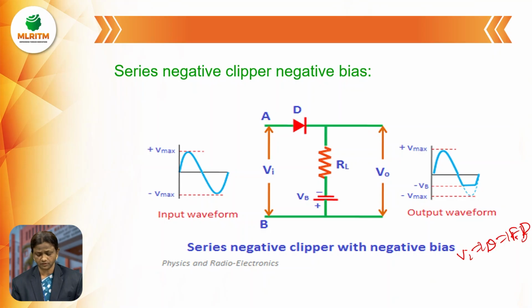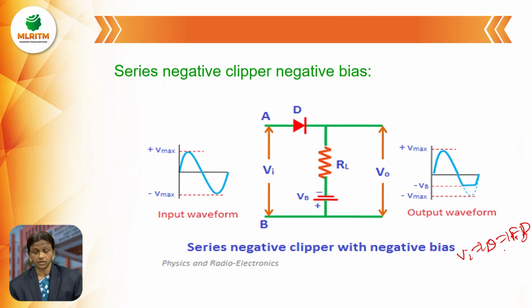So during the positive half cycle, what happens? During the positive half cycle, terminal A becomes positive and terminal B becomes negative. When terminal A becomes positive, the positive terminal is connected to the anode of diode D. So diode D is in forward bias. During the positive half cycle, due to VI, diode D is in forward bias.